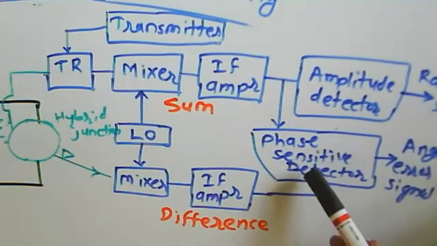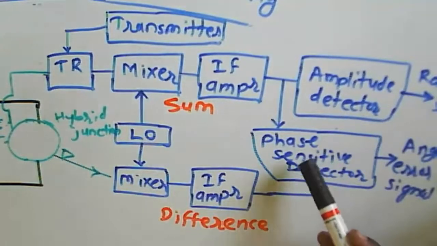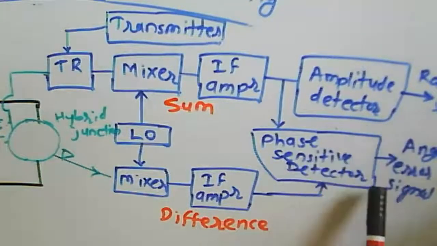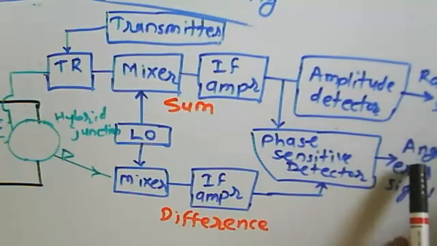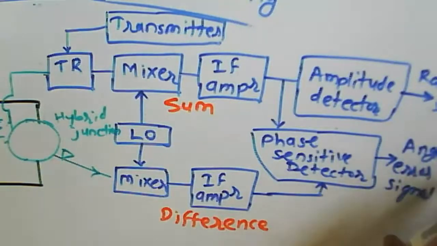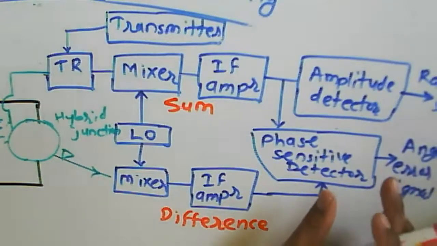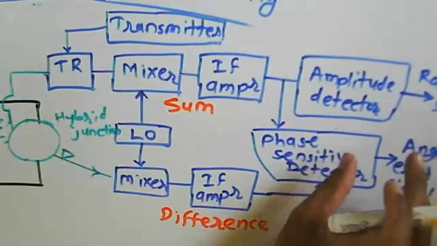So here it will provide the changes in the phase, and the phase sensitive detector will provide the angle error signal. Okay, so we'll get the angle error signal, and that angle error signal consists of a target angle theta t, as well as the difference with respect to theta 0.